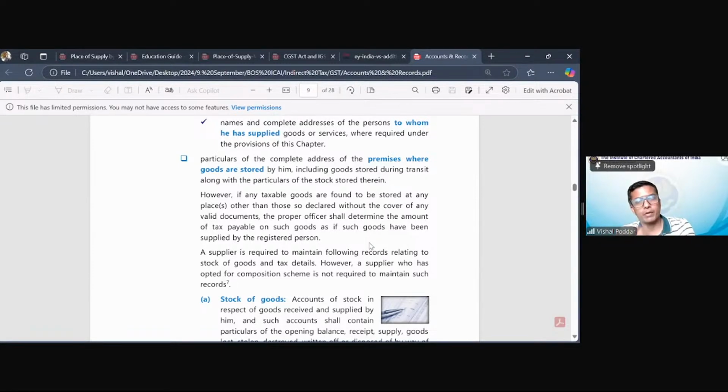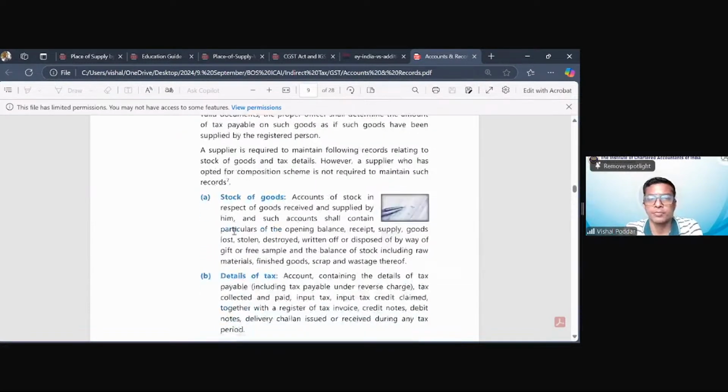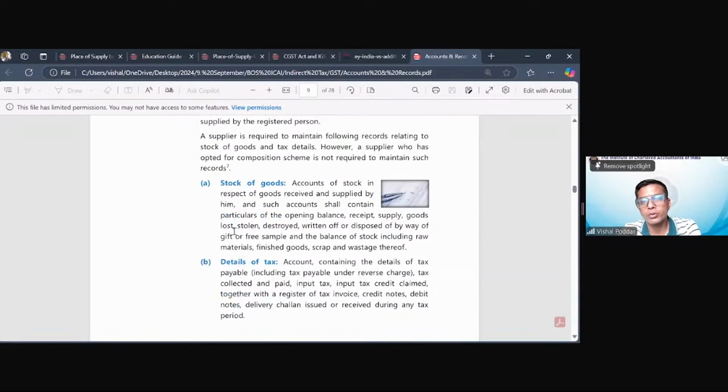So in such a case, they will assume it to be your supply sale, and accordingly, they will compute your tax. A supplier is required to maintain the following records relating to stock of goods and details. However, a supplier who has opted for a composition scheme is not required to maintain such records. Now, what are the records relating to stock?